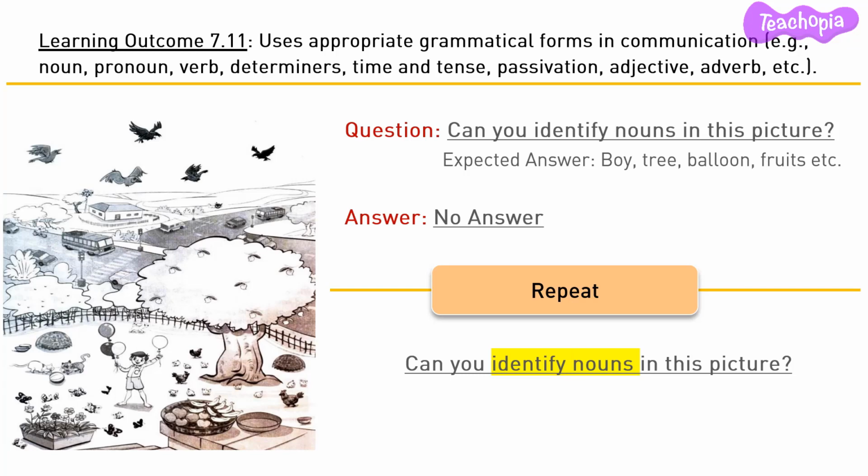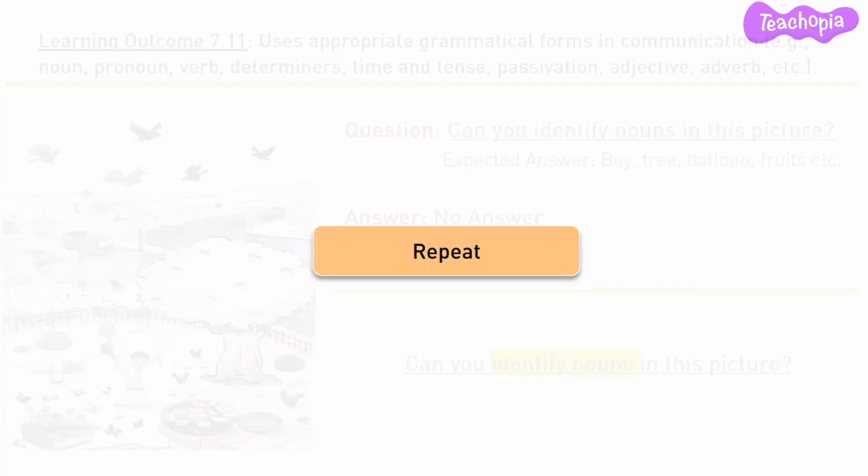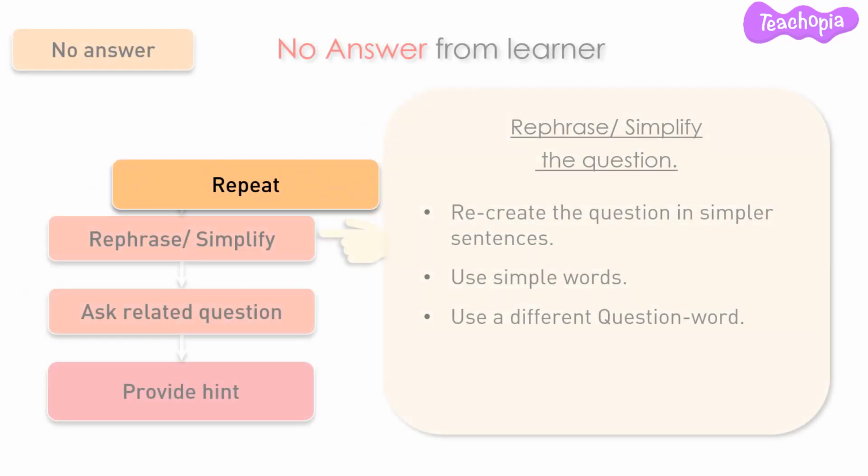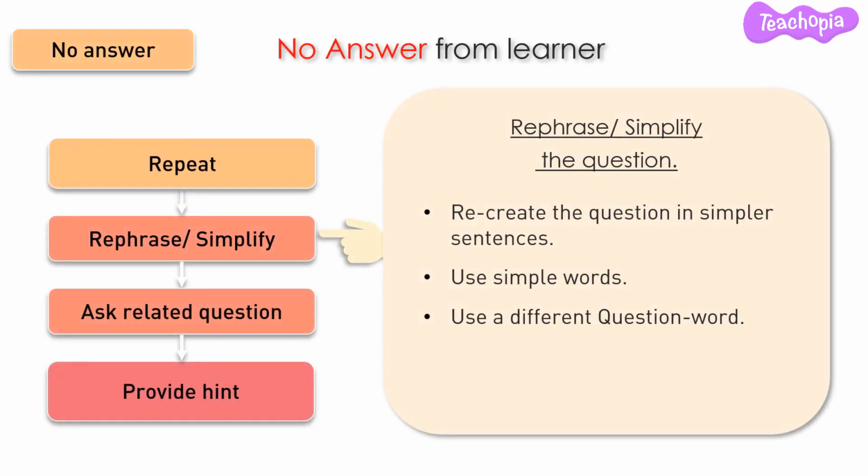So when you repeat the question, you're making sure that the child has heard you clearly. So one thing that you can do to make sure the child has heard you very clearly is emphasize on the keywords that are in the question. So in this question, the keywords are identifying nouns. So when you repeat the question, stress on the keywords. Like, can you identify nouns in this picture? Now you have repeated the question. What is the next thing that you can do?